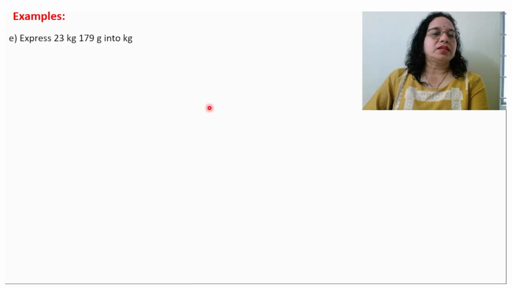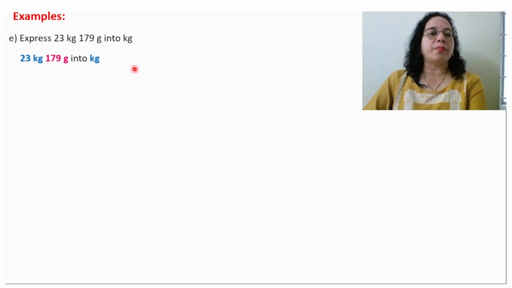Let us go with some different type of examples. Here you are supposed to convert 23 kilogram 179 gram into kilogram. So I have used here two different colors, blue and pink. So this kilogram is already in kilogram, so we need to convert this 179 gram into kilogram. This we will add at last.